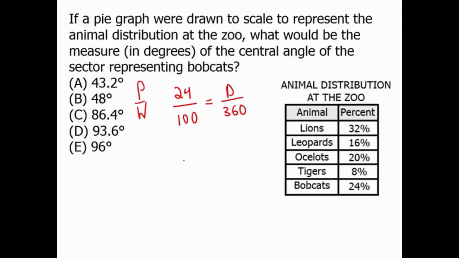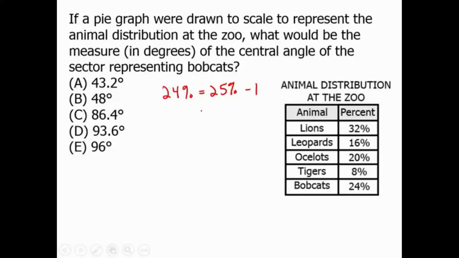And so if we multiply both sides by 360, 24 divided by 100 times 360 equals the number of degrees. And you could just type this in on your calculator, 24 divided by 100 times 360, and you get 86.4. Another way to think about this, a totally different way to think about this, is 24%. 24% is very close to 25%. It's 25% minus 1. Well, we know what's 25% of a circle. 25% of a circle, of course, is 90 degrees.